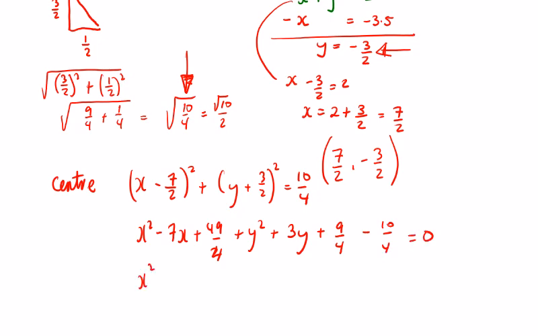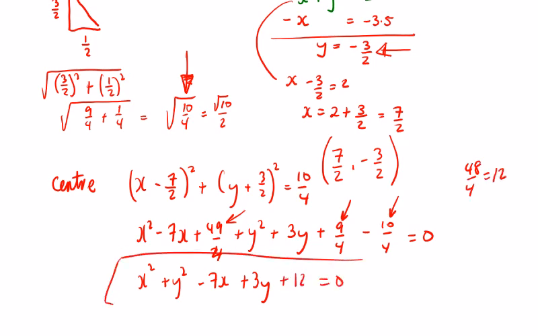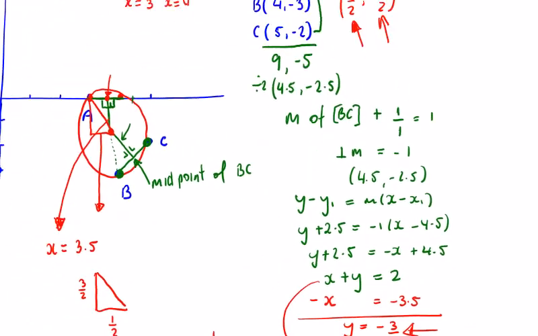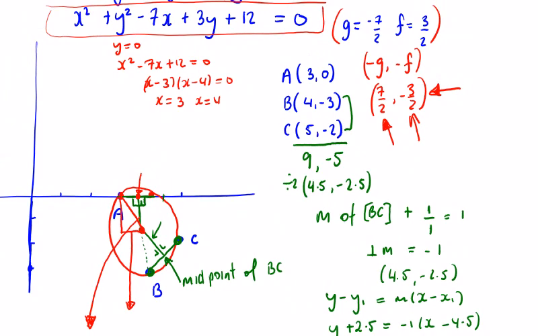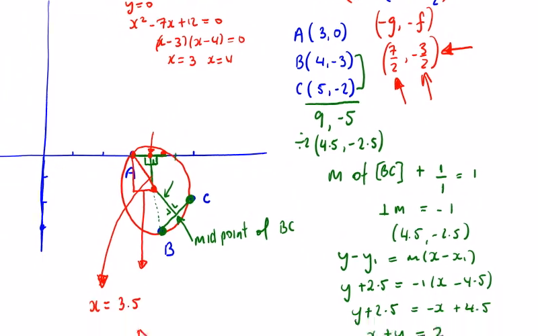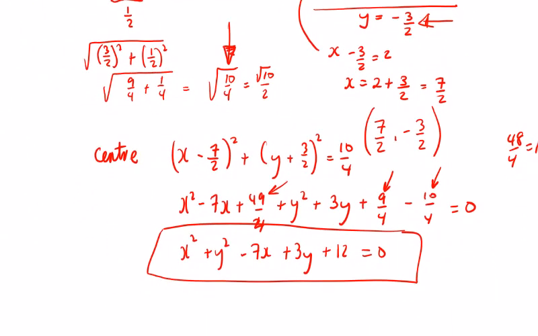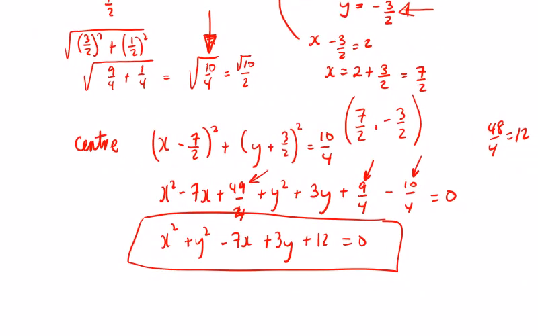So I have x squared plus y squared, I have minus 7x plus 3y, and I have 49 over 4 plus 9, that's 58. Take away 10 is 48 over 4, and 48 over 4 is 12. Plus 12 equals 0. Just double check, they're both the same. x, y, minus 7, plus 3, plus 12. So a nice way to do this question. And sometimes you may need to do this question this way.